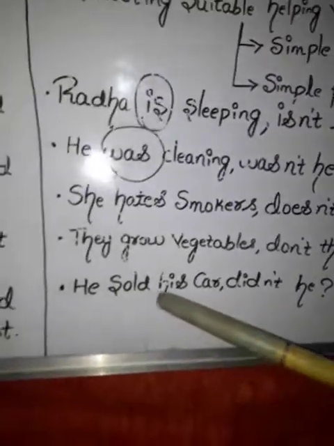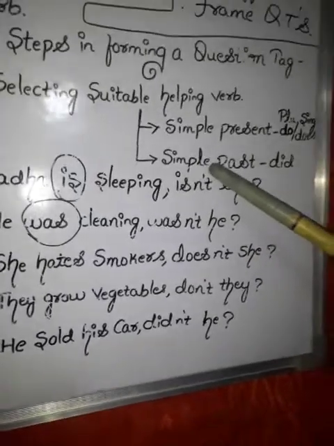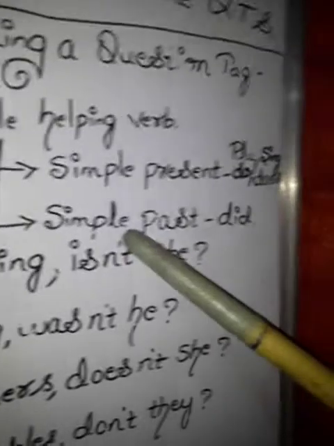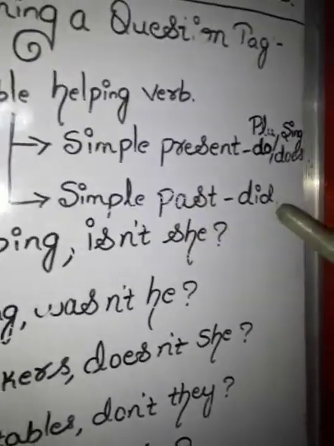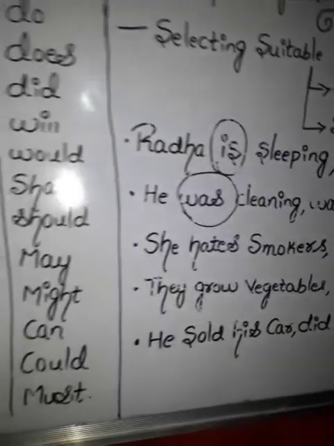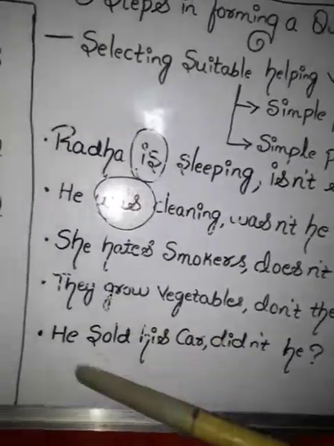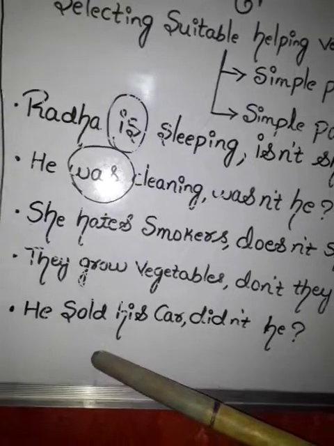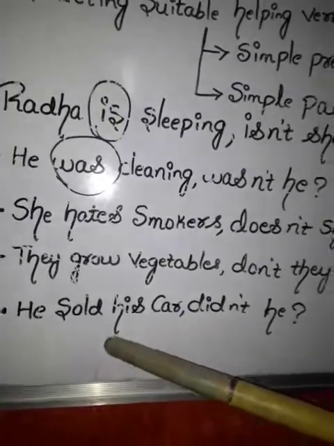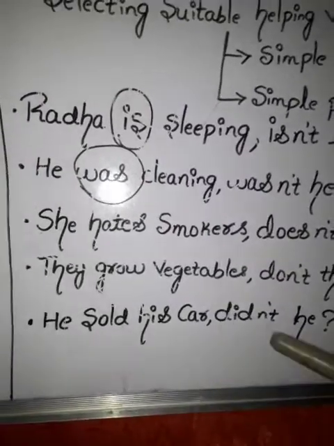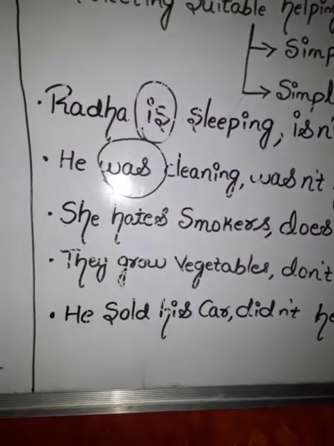He sold. We have already discussed that if the given statement is in simple past, whether it is a singular or plural subject, we use did as the helping verb. He sold his car. Here the main verb sold is in simple past tense, so we use didn't he. Let us do one more example.